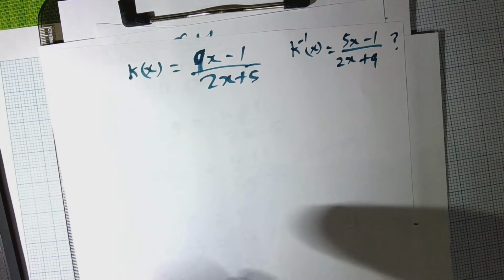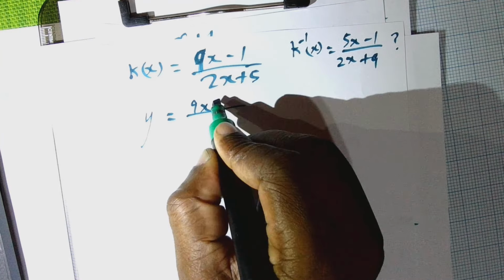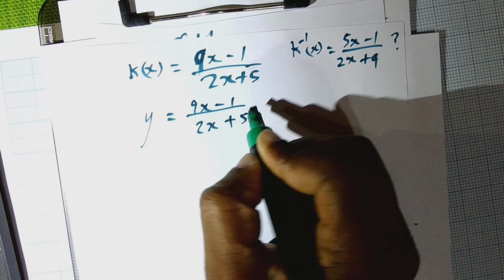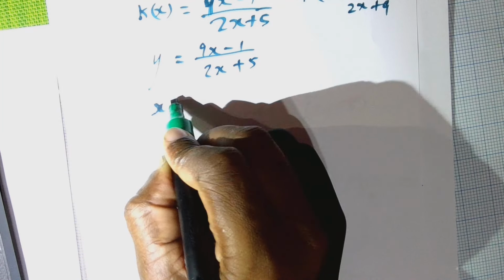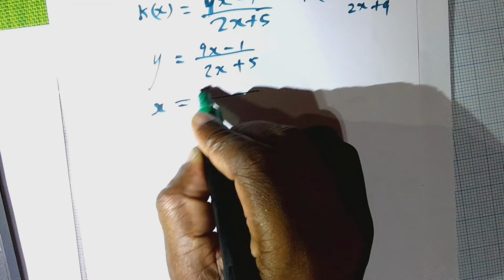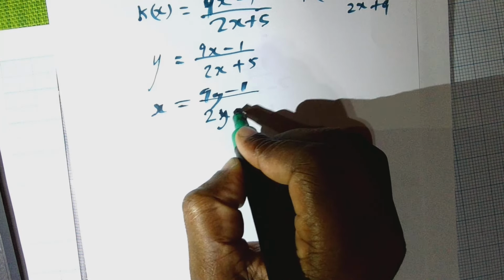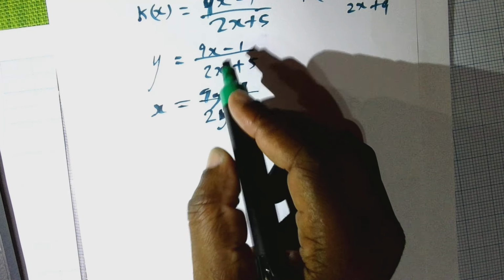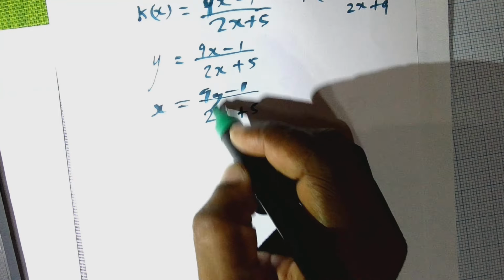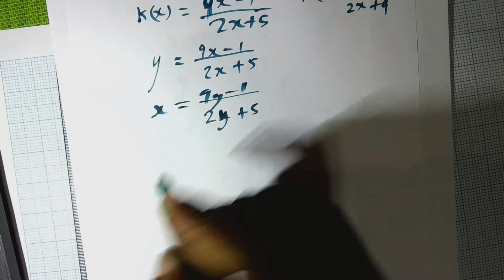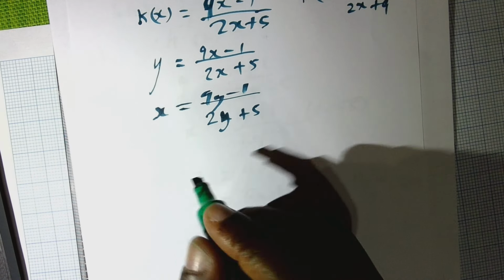Well, let's check. Let's change this to y. Remember, we're trying to find the inverse. And next we're going to do what? We're going to interchange. So where we have x we put y, and where we have y we put x. Just remember, wherever we see x we put y, in both places. If there were more y's, we replace them with x's. If there were more x's, we replace all of them too.